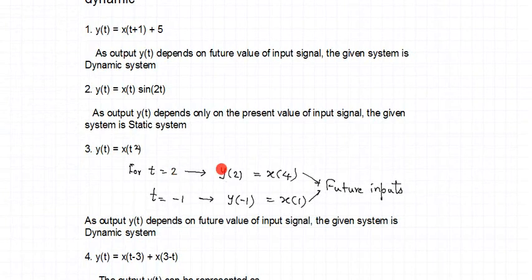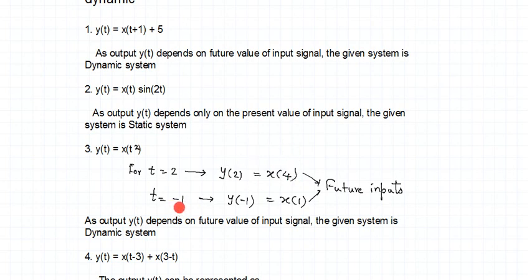So here t is greater than t naught. T naught is 2, so t means here 4. So 4 is greater than 2. It means that we are considering future value of the input. So output is a function of future value of the input. Similarly, even if one term is identified, you can quickly say that the given system is dynamic because it's not only the present input.